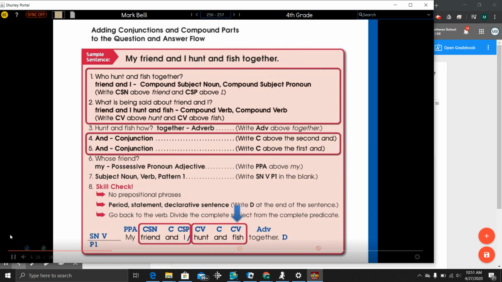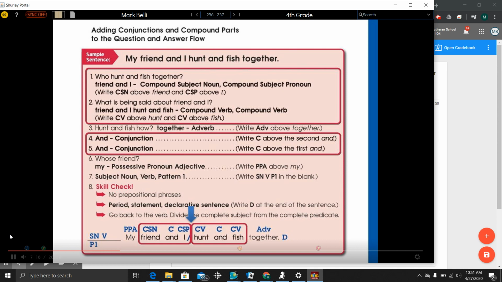Compound verb. Compound verb. Hunt and fish how? Together. Adverb. And, conjunction. And, conjunction. Whose friend? My. Possessive pronoun adjective. Subject noun verb pattern 1. Skill check. No prepositional phrases. Period, statement, declarative sentence. Go back to the verb.